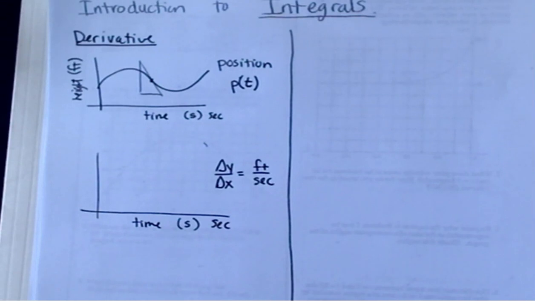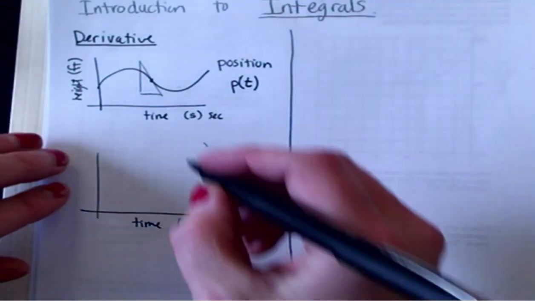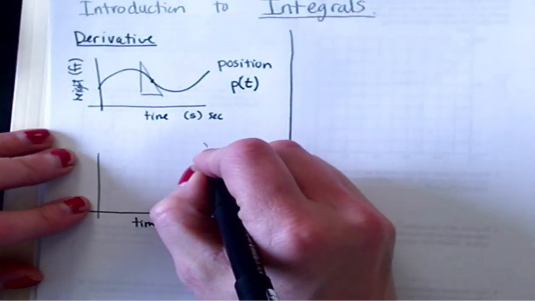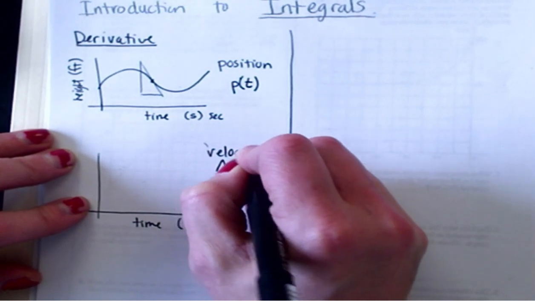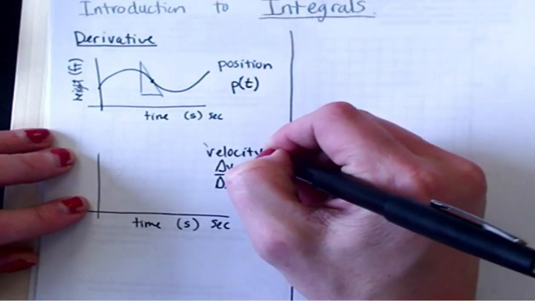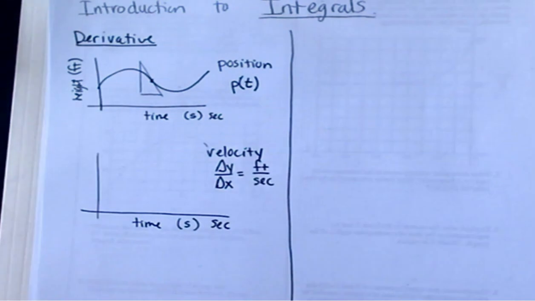Starts with a V. Velocity. Velocity, speed. So this is the velocity graph. Position, velocity.